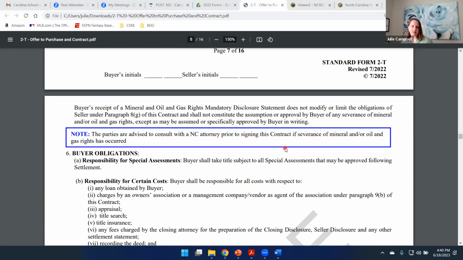Our note tells us the parties are advised to consult with an attorney prior to signing this contract if the severance of mineral and oil or gas rights has occurred. If the owner or the previous owner has severed the rights, those are some big legality issues that our cute little one-page form doesn't address. So if we are dealing with severance of subsurface rights, we're instructed to talk to an attorney to make sure it's handled properly.